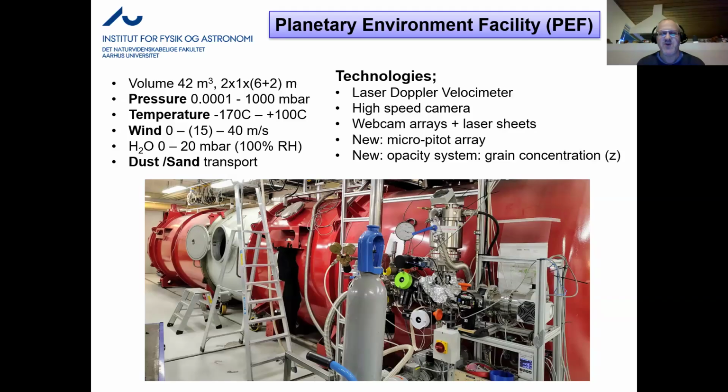We developed a new micro pitot array. It's essentially a pitot tube array, that's to say we can measure the boundary layer wind flow. So we can essentially get U star, for example, out of it. And we've developed what we call an opacity system, which is essentially a laser transmission sensor detector, which can determine grain concentration, either dust or sand. I'll tell you a little bit more about them later on.